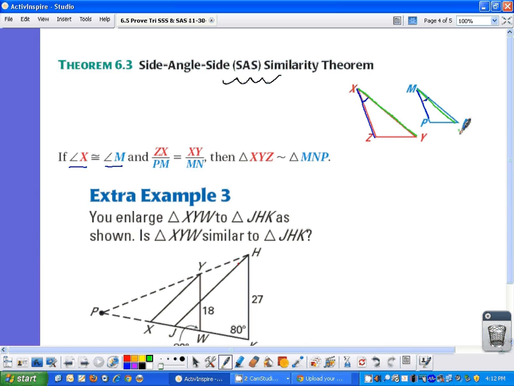And notice that the angles that are congruent are the included angles. That's the angle that is formed by the pair of sides that are in proportion. So if we have the included angles congruent, and the two pairs of sides that form the angle in proportion, then the two triangles are similar.